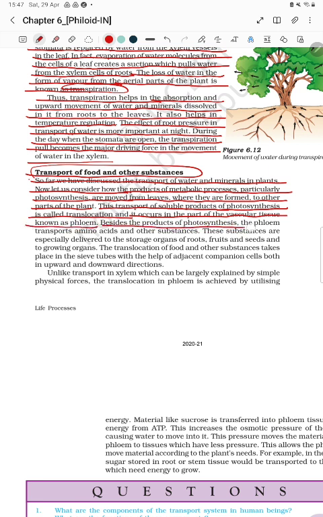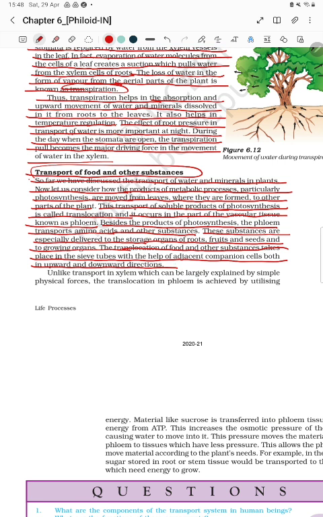Besides the products of photosynthesis, the phloem transports amino acids and other substances. These substances are especially delivered to the storage organs of the root, fruits, seeds and to growing organs. The translocation of food and other substances takes place in the sieve tubes with the help of adjacent companion cells, both in upward and downward directions.